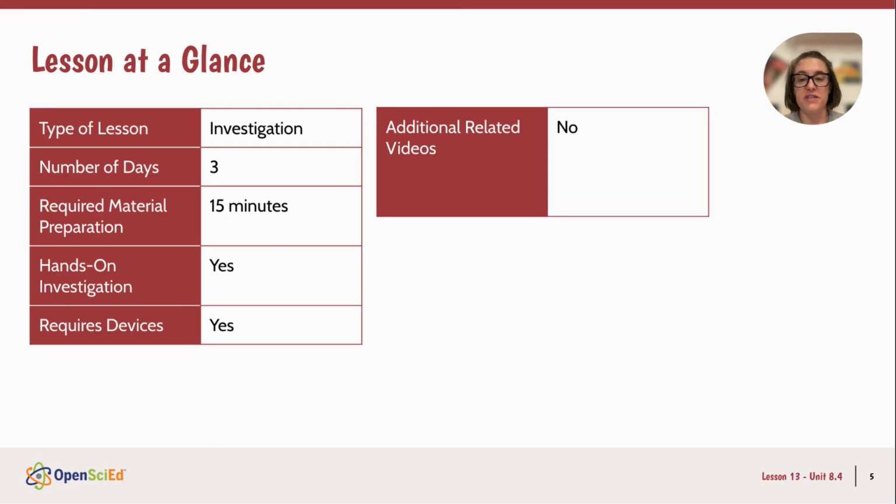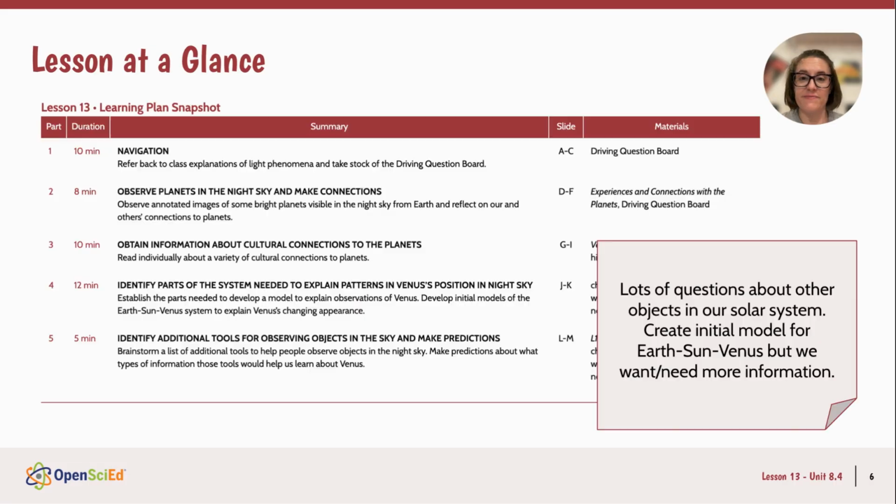It is an investigation lesson. It is 3 days long, takes about 15 minutes of prep. It is a hands-on investigation and you will need devices. So on the first day, we realize we have lots of questions about other objects in our solar system. And after some observations, we create an initial model for the Earth, Sun, Venus model, but we want some more information.